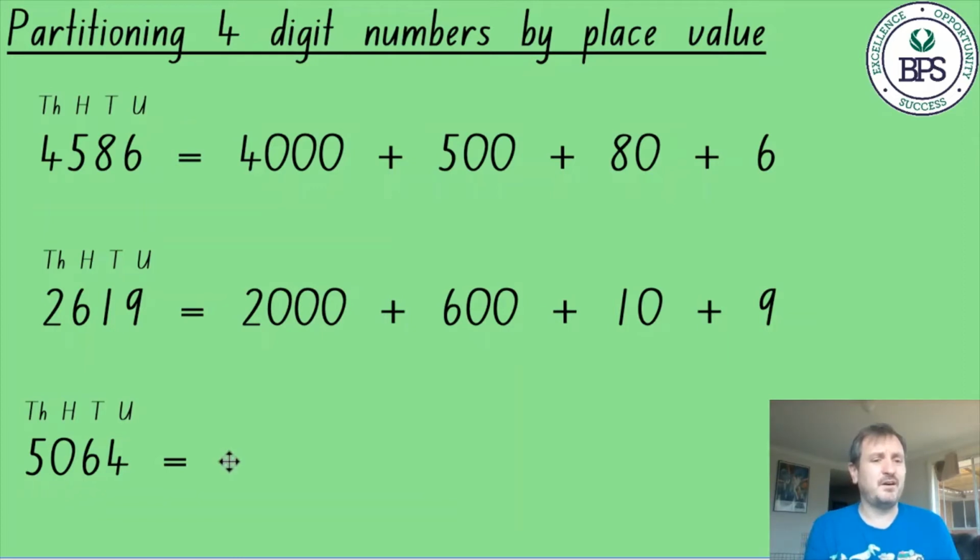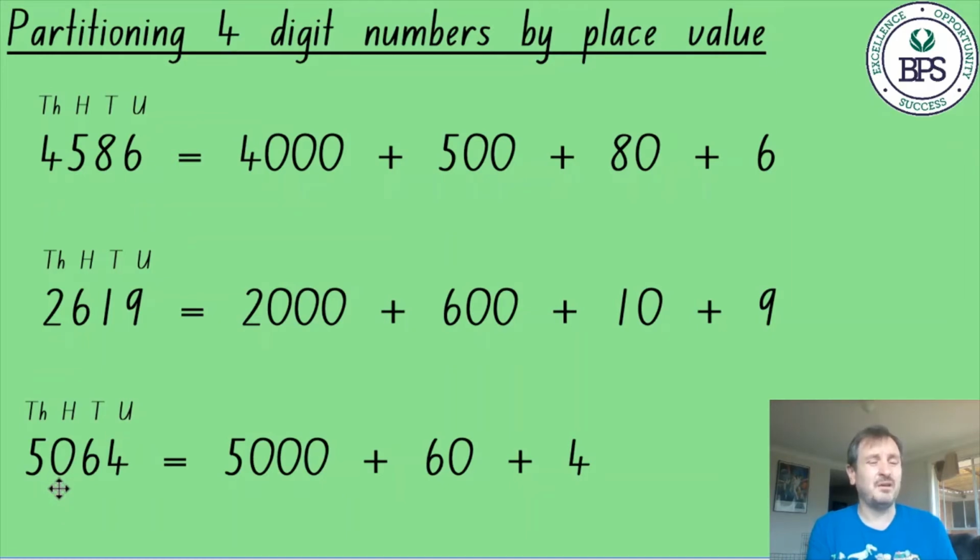So in this number, the 5 is worth 5,000. There's 0 hundreds, so we don't write that down. We have 6 tens, which is 60, and 4 ones. If the 0 wasn't there, it would just say 564. So the 0 is very important, even though we don't necessarily say it and we don't necessarily recognize it when we write it down. So that's the first three questions for you.